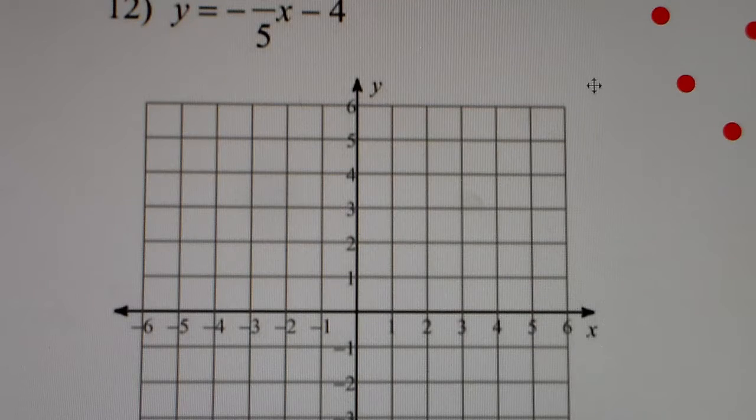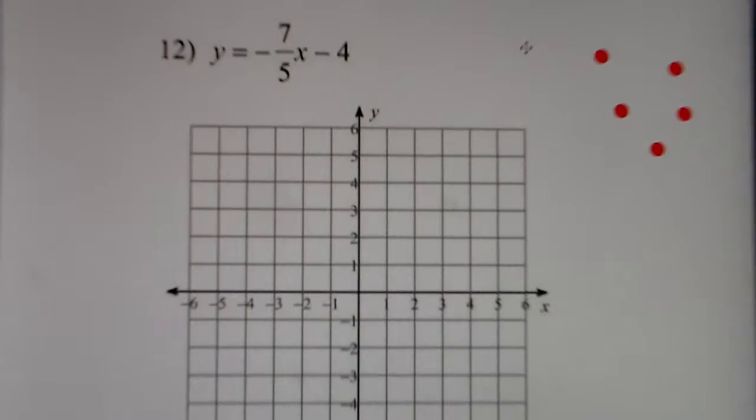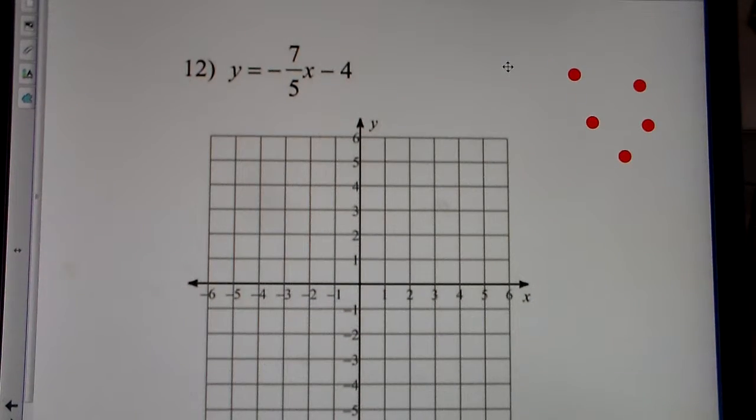Next up, number 12. We have y equals negative 7/5 x minus 4. The y-intercept is at negative 4. Remember, anytime you put a fraction into the calculator, make sure you use parentheses around the fraction. So this will be parentheses negative 7 divided by 5, close parentheses, x minus 4.